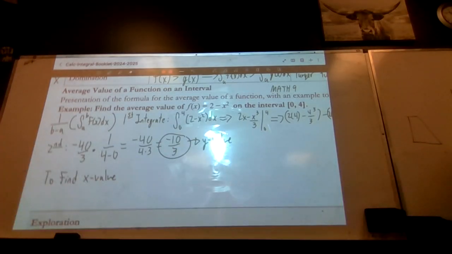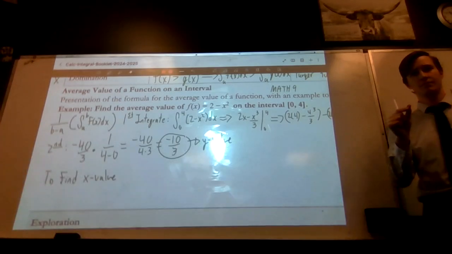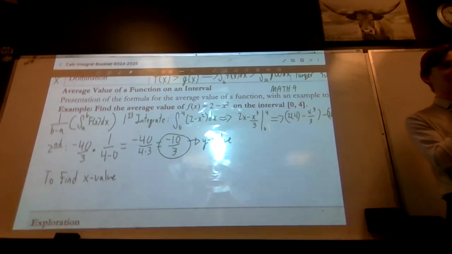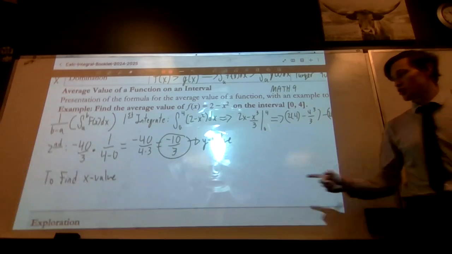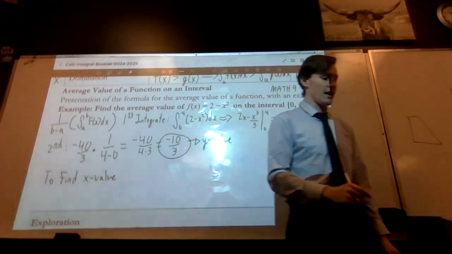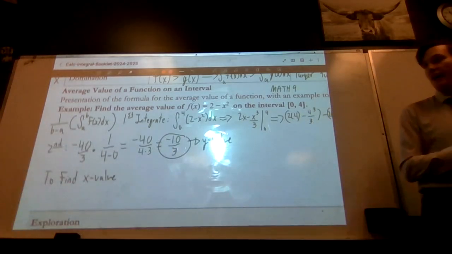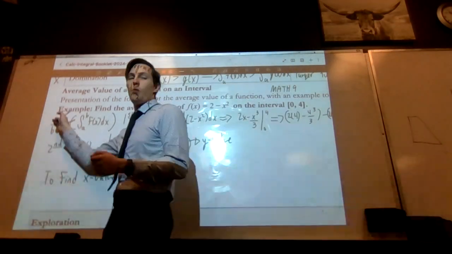No, you multiply. Do Math 9 times 1/4. So do Math 9. Yeah, so you should get negative 10/3 here. Why are we multiplying by 1/4? Because that's the average value. For the average value, you have to multiply it by 1 over b minus a.